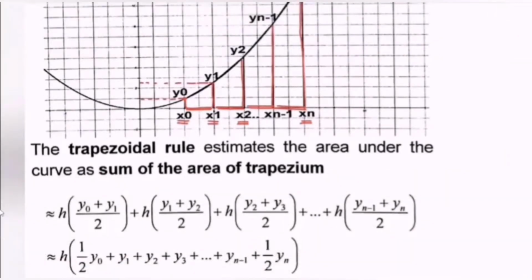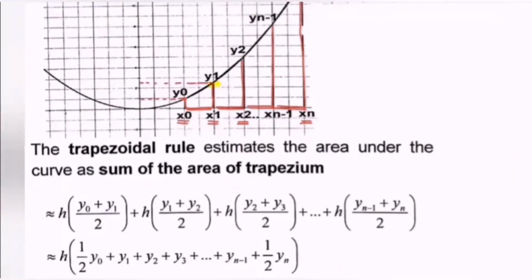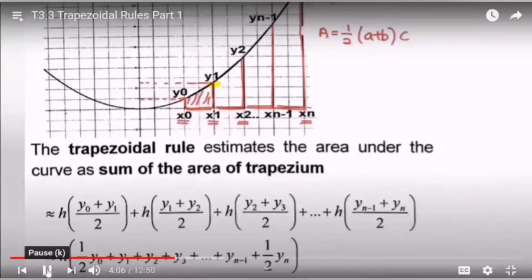So kindly refer to the diagram. So now what we have to do is to sum up the area of trapezium. So now we are going to derive the formula for the trapezium or the trapezoidal rule. So kindly focus on this part where we have the trapezium. So do remember the formula for the area of trapezium. So the formula will be area is equals to 1/2 multiplied with A plus B multiplied with the C.